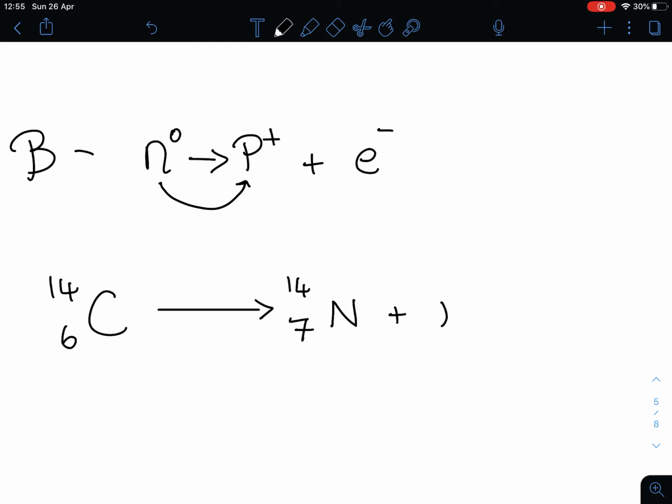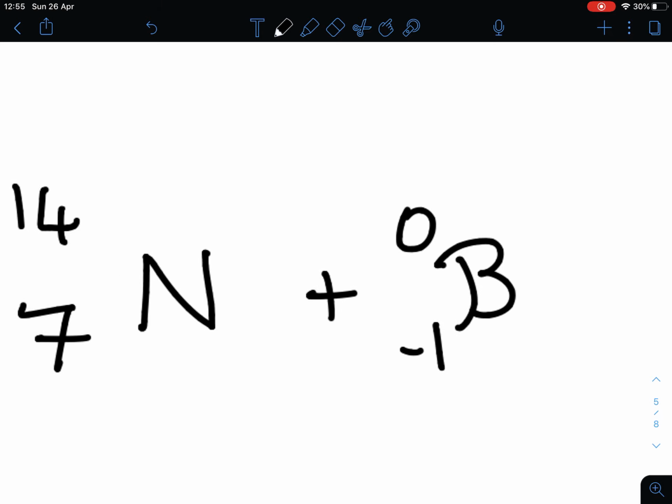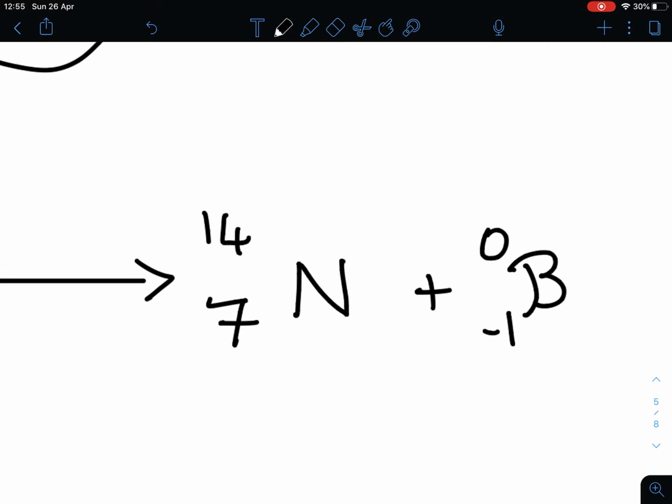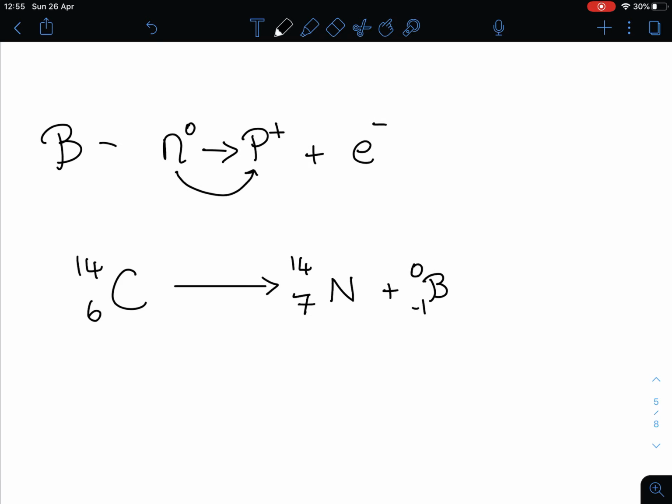And again, you might see it written like this, beta -1, 0. And again, mathematically, 14 add 0 is 14, boom. And 7 add -1 is 6. So that's a beta decay.